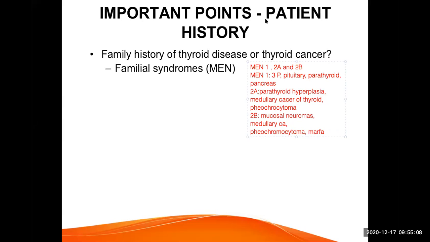Marfanoid body habitus means they are quite tall type of person, and their arm span is more than the height. This is called marfanoid body habitus. Now, this is called MEN syndrome.